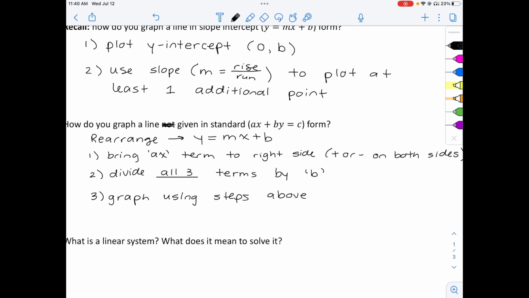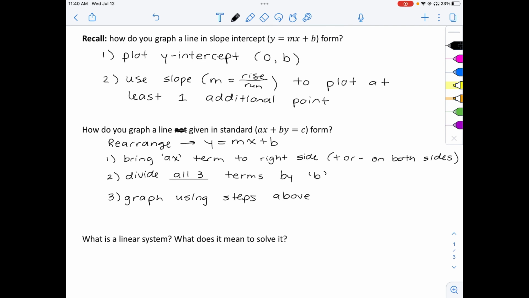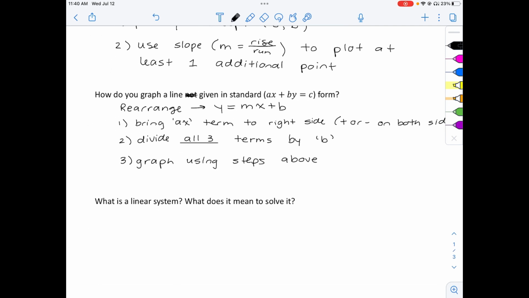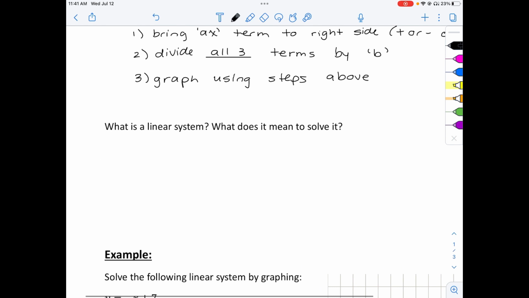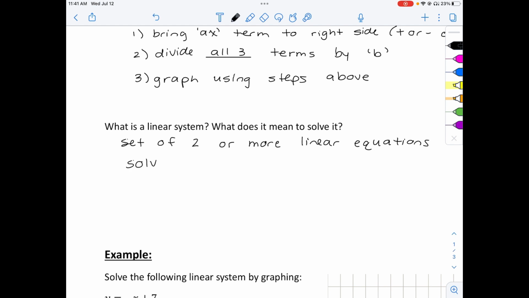Okay, so I also showed how to rearrange and do this on the video lesson that goes more in depth with how to graph, and I will show an example in a moment as well. So we need to know how to do this. We need to be confident with graphing so that we can solve a linear system. So a linear system is a set of two or more linear equations. When we are working with these, it's typically just going to be two equations. Okay, so you would be given two different equations of lines, and when you solve it, it means that you find the point of intersection.